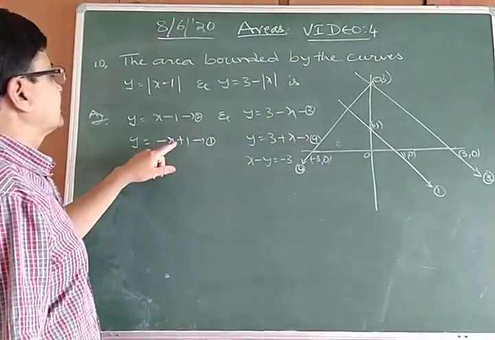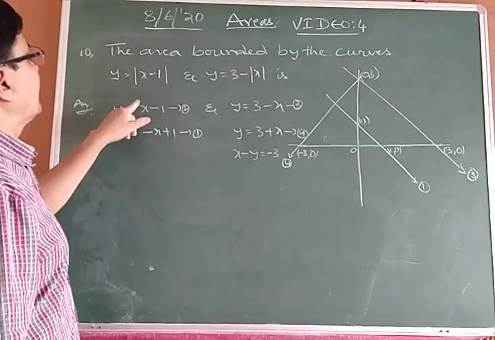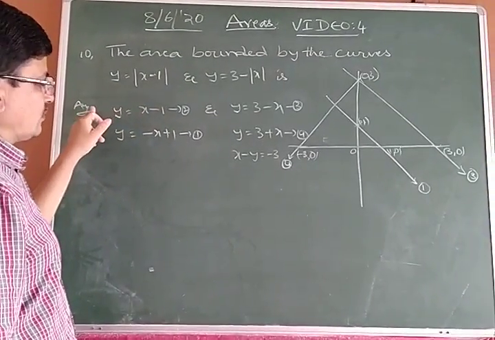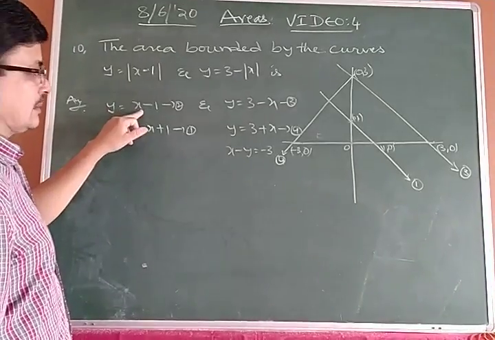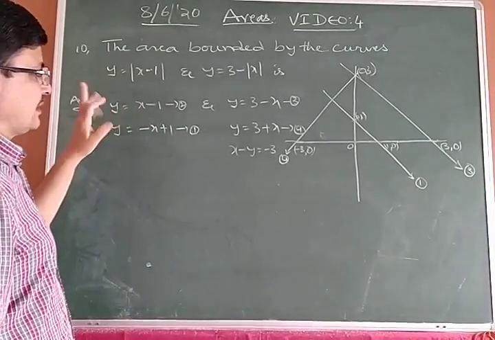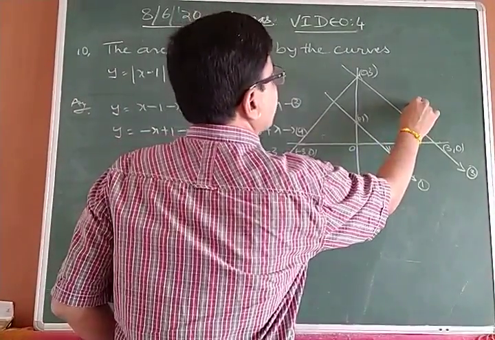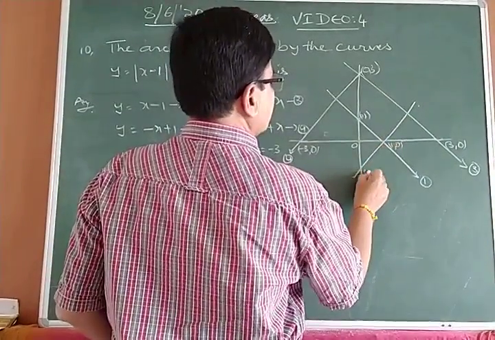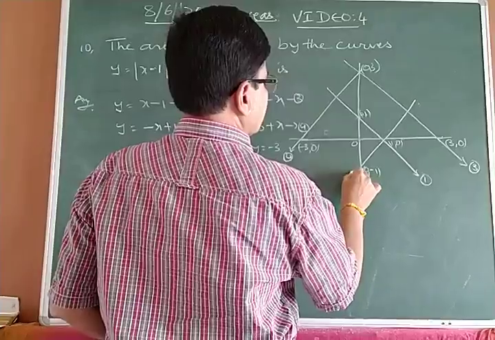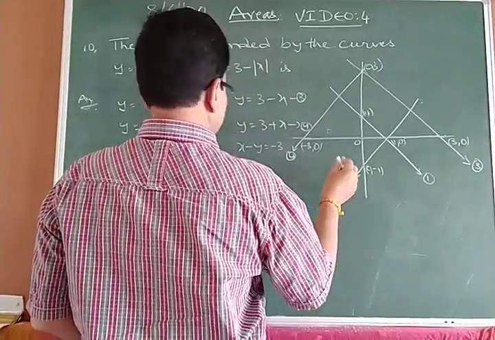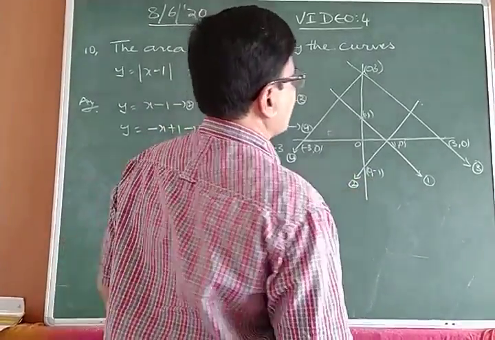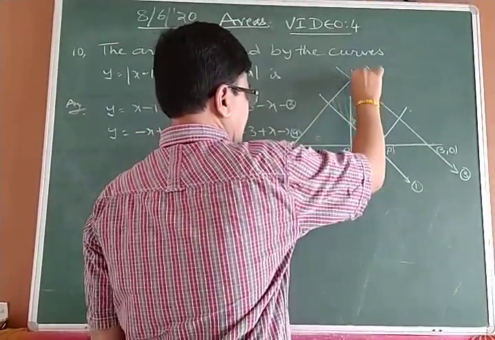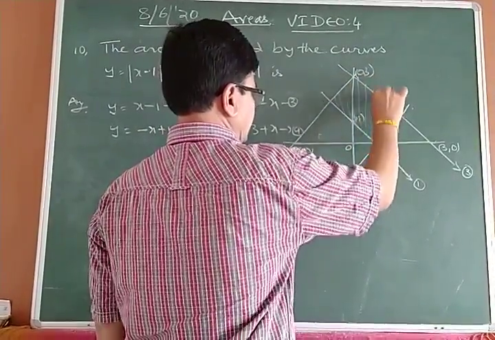And we take the other straight line number 2, that is x minus y is equal to 1. That means x intercept is positive and y intercept is negative. So the straight line is drawn like this. This is 1, 0 comma minus 1. This is the straight line number 2. Now this is the area bounded by the given straight lines.